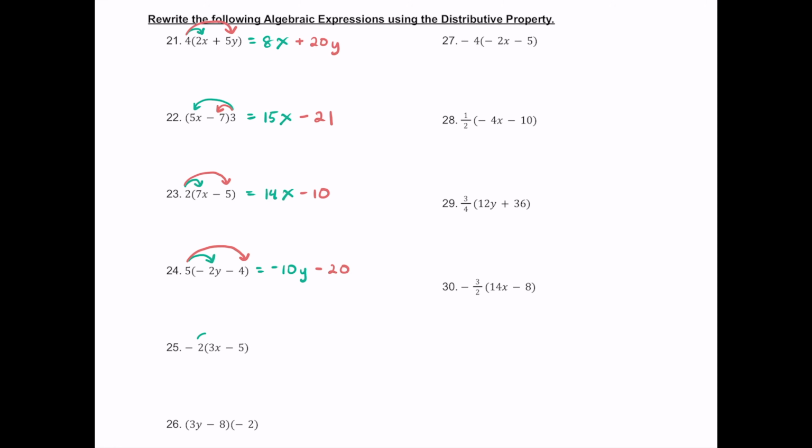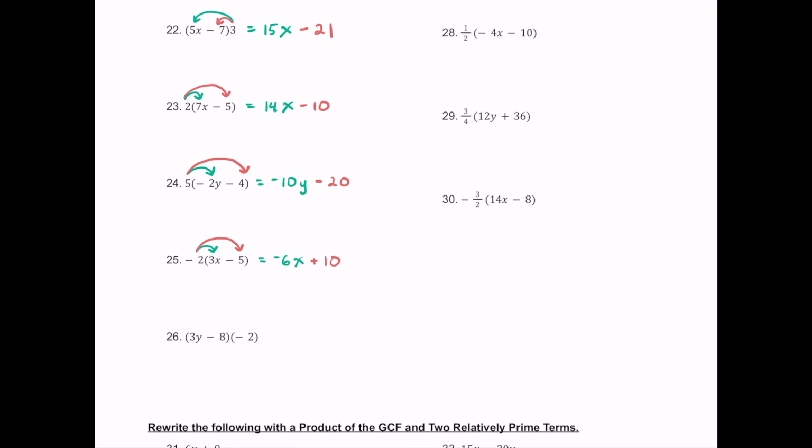For 25, we have negative 2 of these things, so that's going to be negative 6x. Okay, as long as there's one negative, we're going to have the opposite. And then over here, if this is negative 2 of these negative 5, so a negative times a negative is a positive, so that's going to actually be plus 10. Let me move down a little bit to give me some more room.